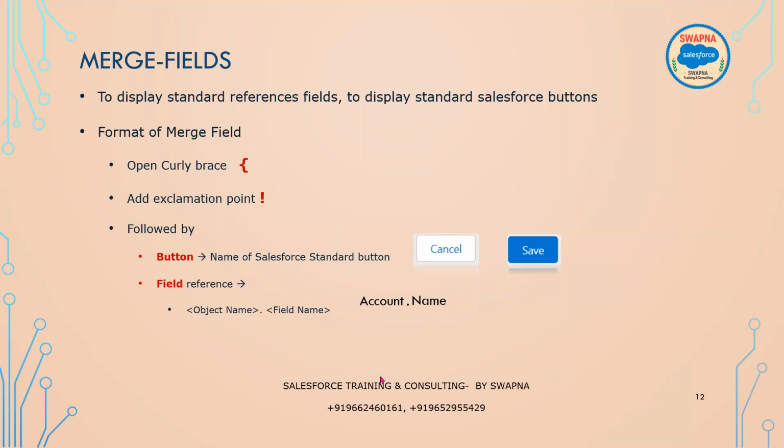So what it does is it takes the curly braces. As soon as Salesforce sees this curly brace, it knows these are existing data they want to use. Curly braces, exclamation.